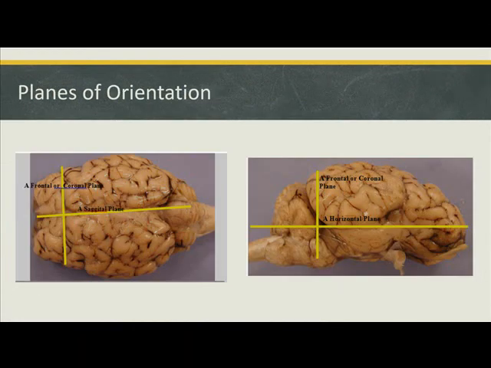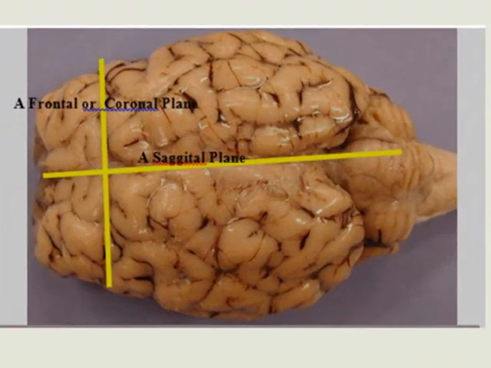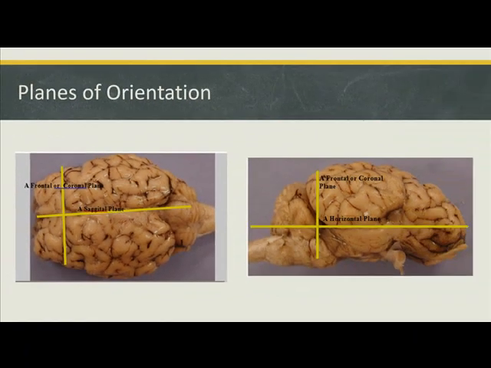The brain can be divided into many different planes. There is the frontal or coronal plane, which divides it from front to back. It can divide the brain in any location as long as it divides the brain from front to back. So it could be toward the front of the brain, or you could be making the cut toward the brainstem. It doesn't matter the location, again, as long as it divides it from front to back.